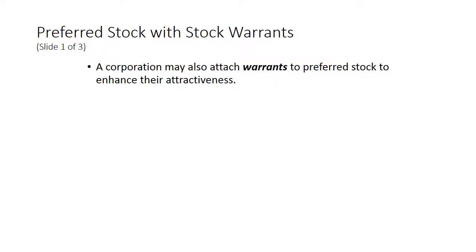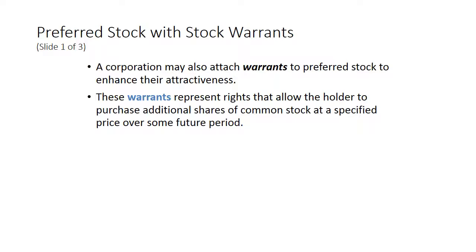All right, the next item. What if we have preferred stock with these stock warrants? We talked about stock warrants. So we may also attach warrants to preferred stock to give someone the right to buy common stock or a security with the warrants. These warrants represent rights that allow the holder to purchase additional shares of common stock at a special price over some future period.